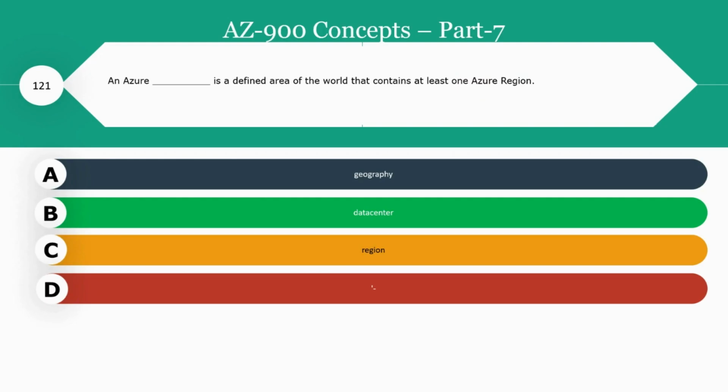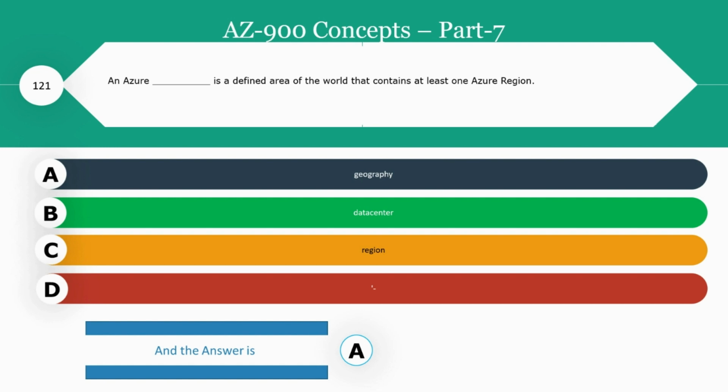The first question: An Azure dash is a defined area of the world that contains at least one Azure region. The options are A geography, B data center, C region. The right answer for this question is option A. The hierarchy will be data centers form a region, which forms a geography.